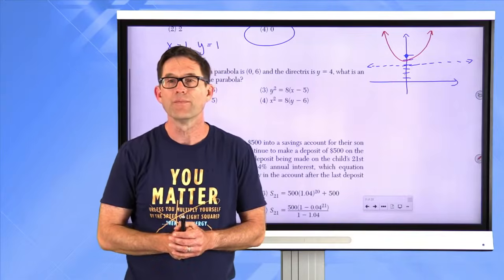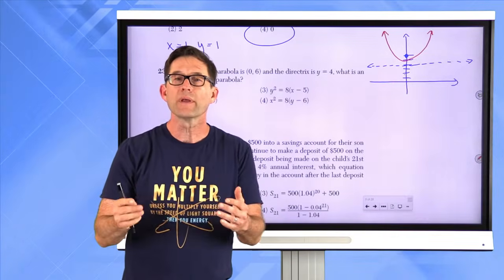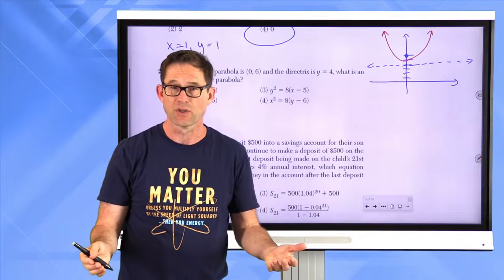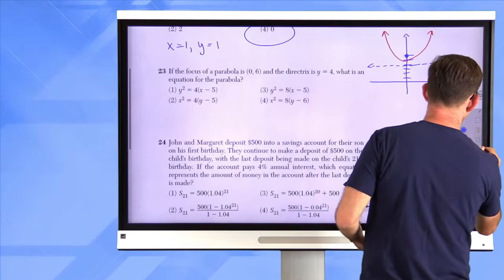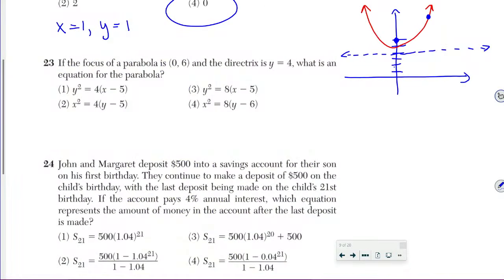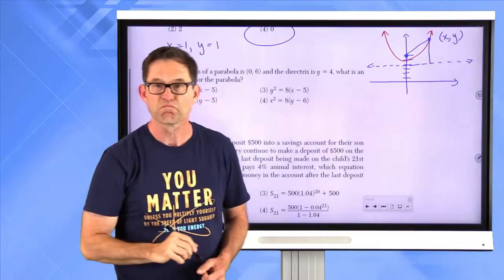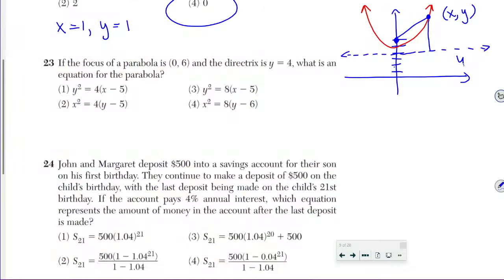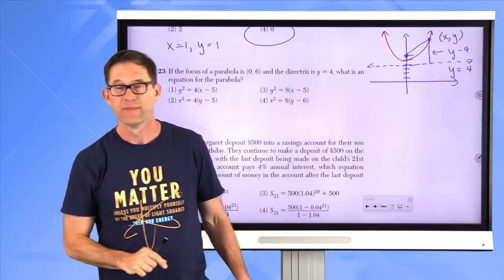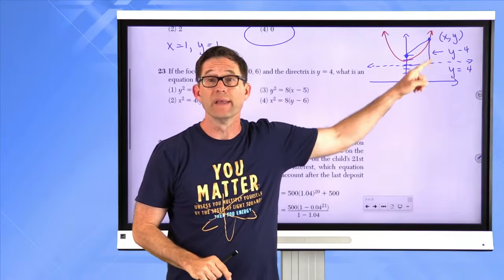First, we could do it purely by what's called the distance definition. The distance definition would say, if I take a point and locate it on my parabola, let's call it x comma y, then this distance and this distance would have to be the same. So how can I work that out? Well, remember, this is y equals 4. So this distance is just y minus 4. That's the easy part, because it's whatever the y coordinate is minus 4.